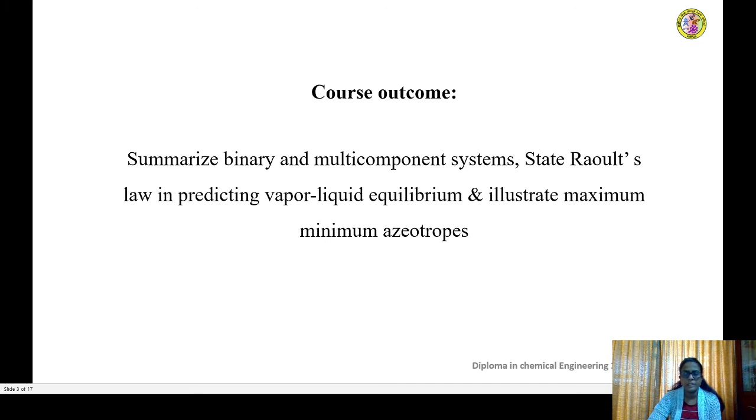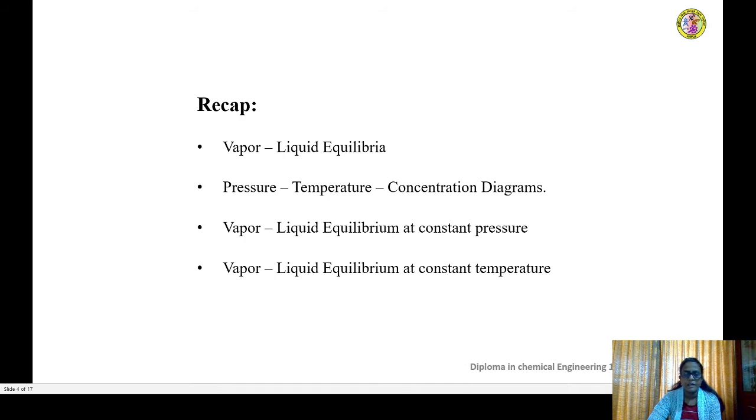So after unit 3 is learned, the student will be able to summarize binary and multi-component systems. Then they will be able to state Raoult's law and also use Raoult's law in predicting vapor liquid equilibrium, and also will be able to illustrate the maximum and minimum boiling azeotrope.